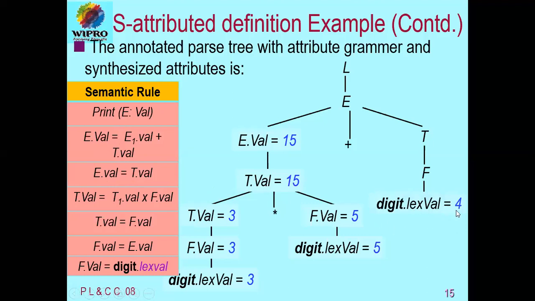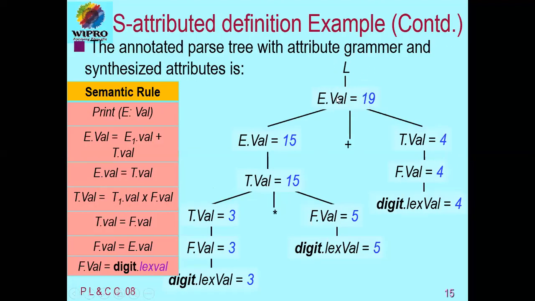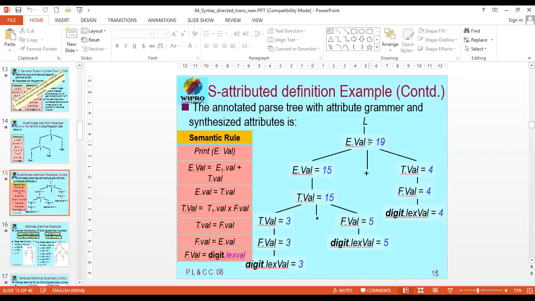So here digit dot lex val is equal to 4. Here F dot val is 4, and again T produces F, so T dot val is equal to 4. Now E is producing E1 plus T, so E dot val is equal to 19. Finally, at L, we need to print the E dot val. So this is an S attributed example. We'll stop here. Next class we shall see the L attributed derivation and some more examples. Fine. Thank you for joining.